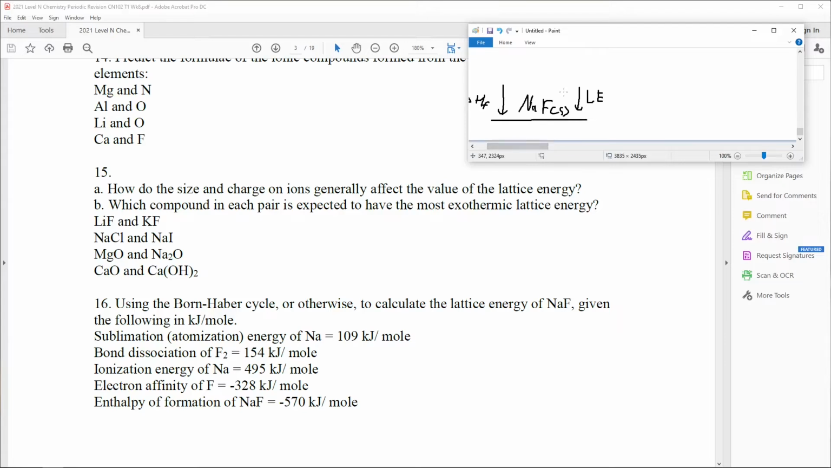The first one is forming the ionic solid from its gaseous ions, so that will be Na+ gas plus F- gas. This one is forming one mole of that solid from its elements in their standard state.